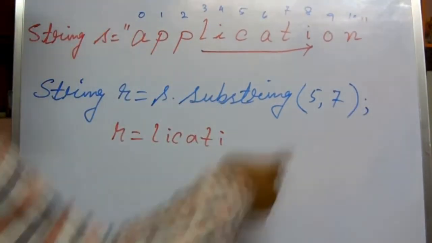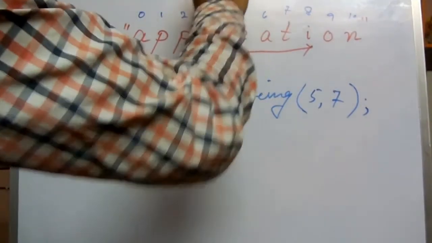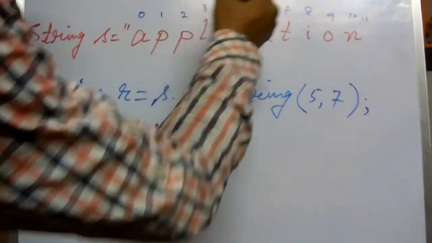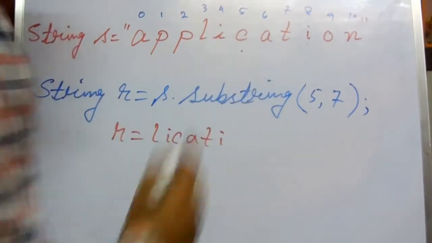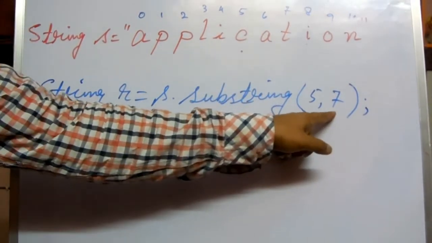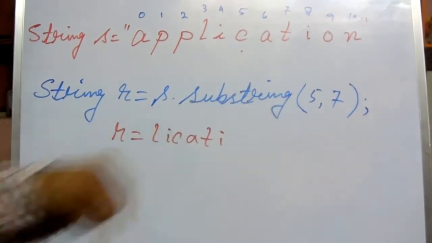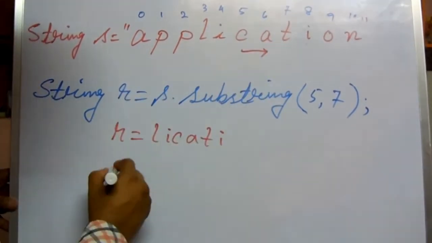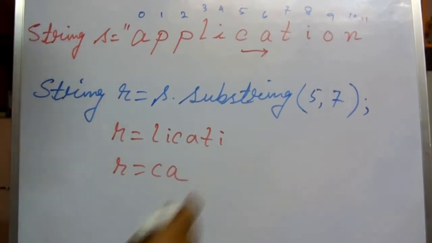One more example, suppose I give 5, 7. So it will take from 5. This is the 5. From here, 7 is given, and 7 means not till 7, but till 6. So these two only will be taken. So the value of R will be CA.